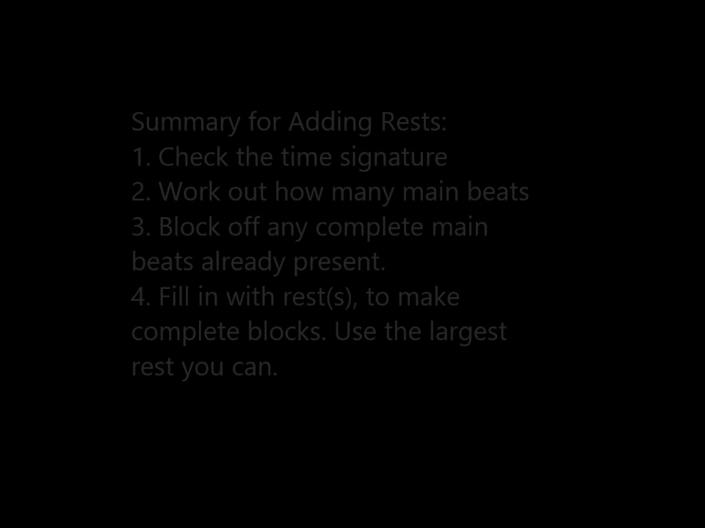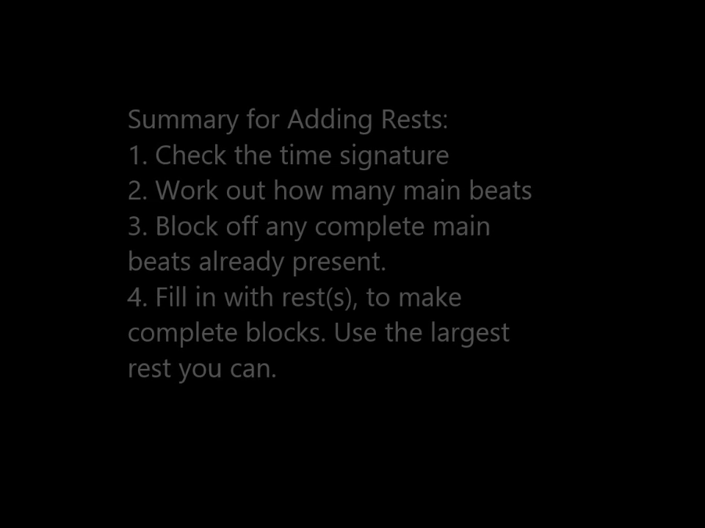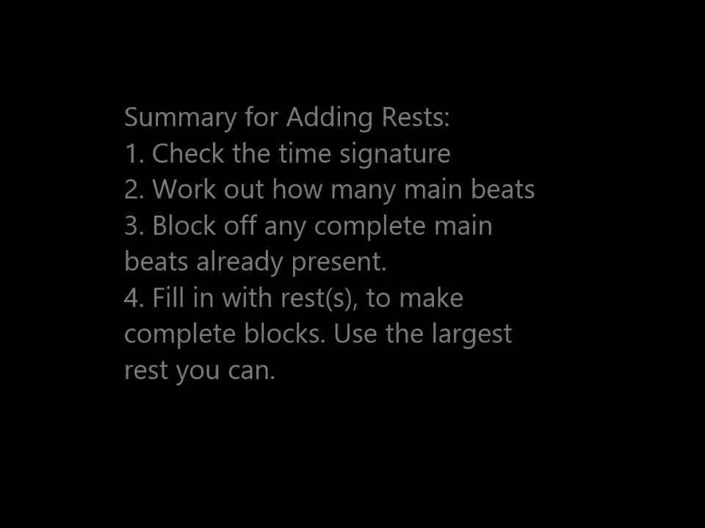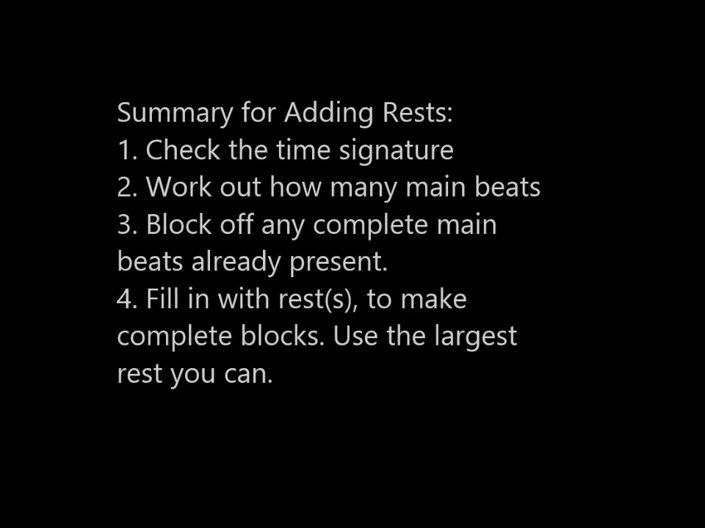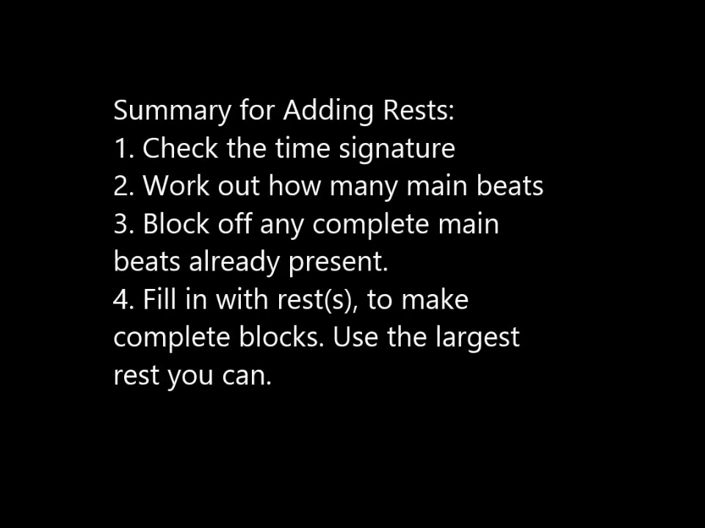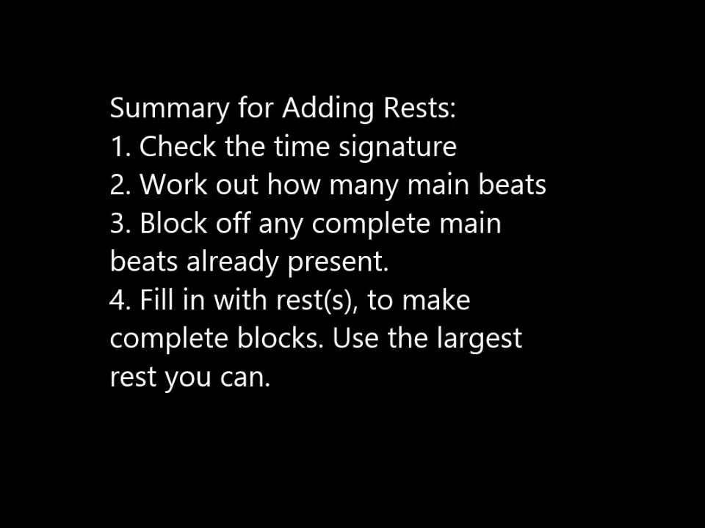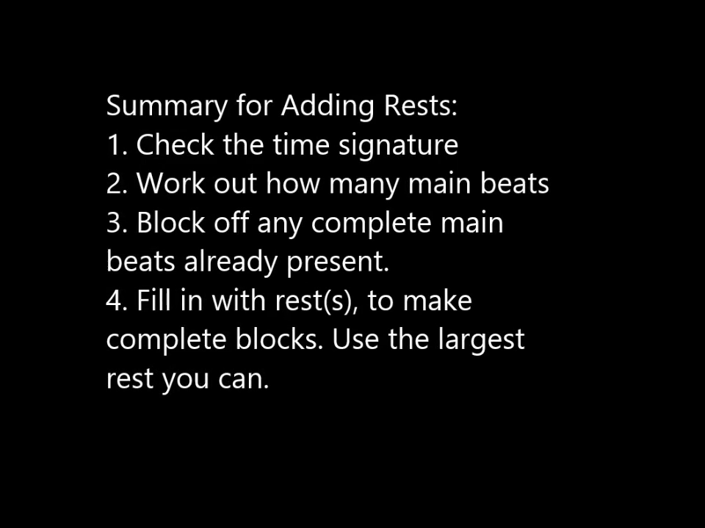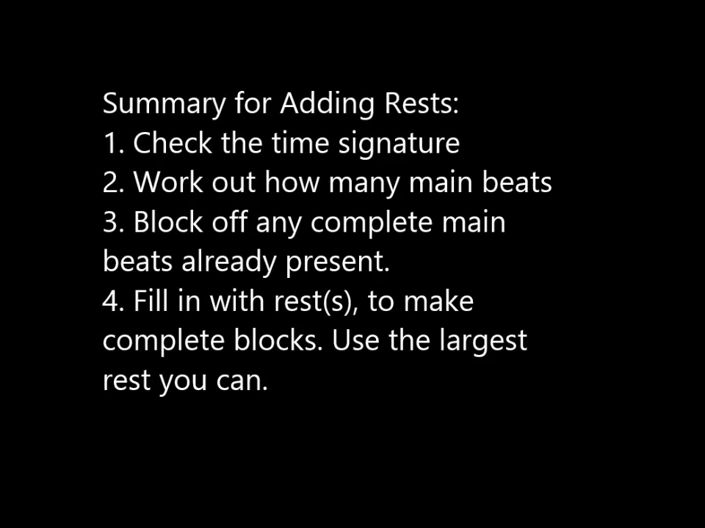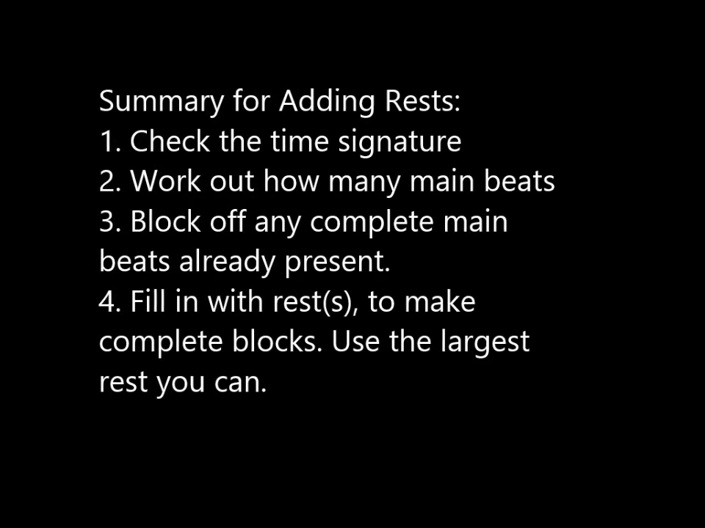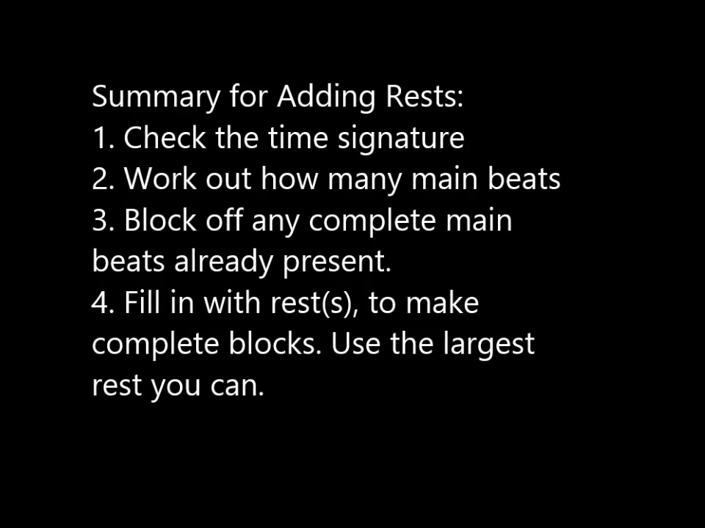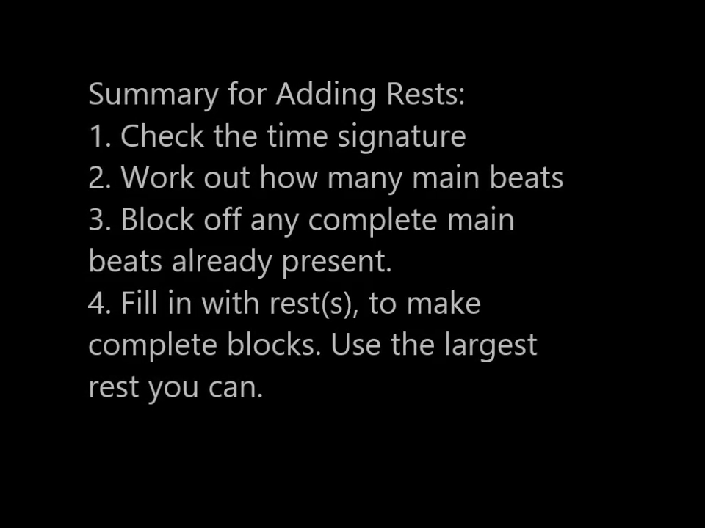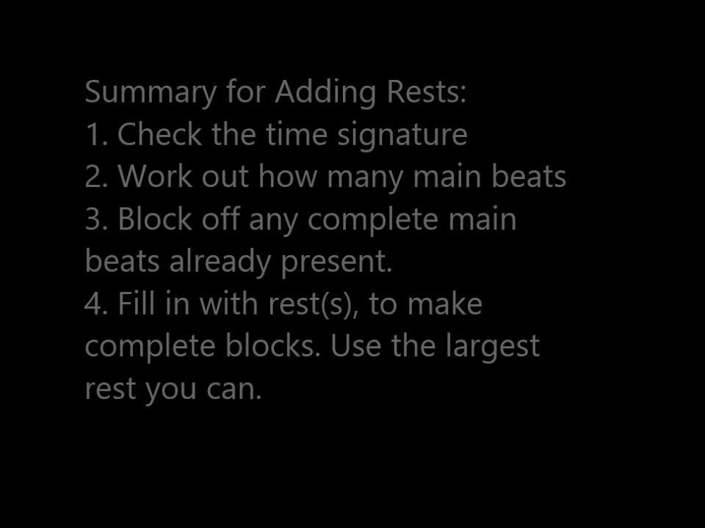And so to summarise, for adding rests, the first thing you need to do is check out the time signature and then work out how many main beats there are per bar. Is it duple, triple or quadruple time? Then using your pencil, block off any complete main beats that are already present. Finally, write rests in each of the blocks that you've drawn to make up complete main beats. Use the largest rest that you can to fill up the complete block.